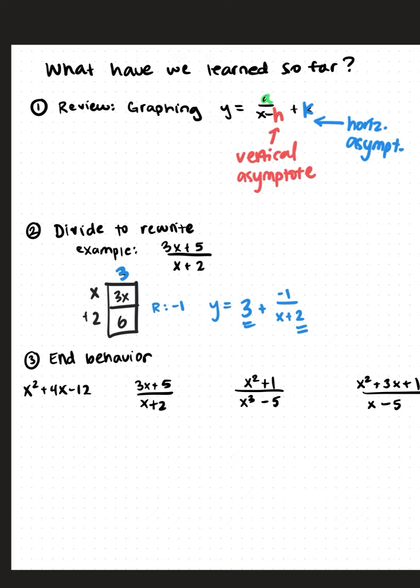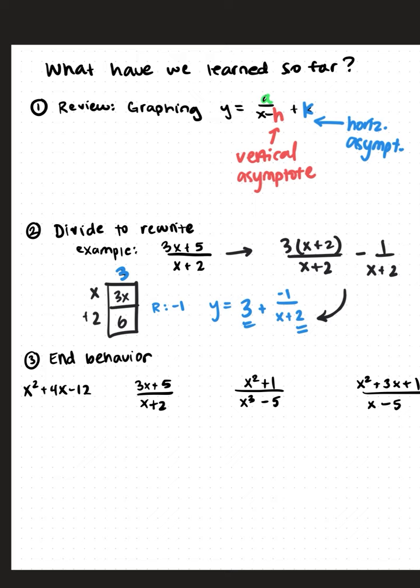The other way that we talked about rewriting it into this form was by breaking it up into a giant 1. For example, you may see that x plus 2 goes into 3x plus 5 3 times, so 3 times x plus 2 divided by x plus 2. But 3 times 2 is 6, so we need to subtract 1 more. So subtracting 1 over x plus 2, and that leads us to the same place. It's just a different way of thinking about it.